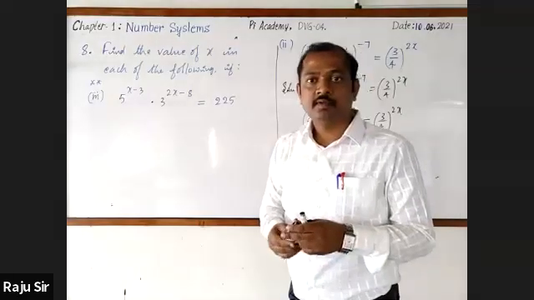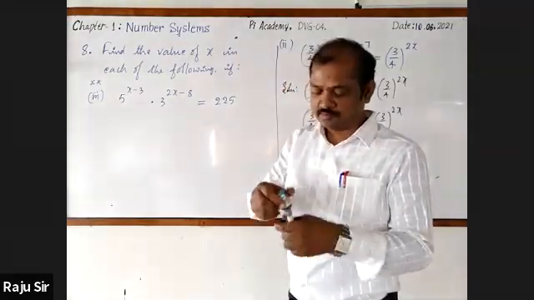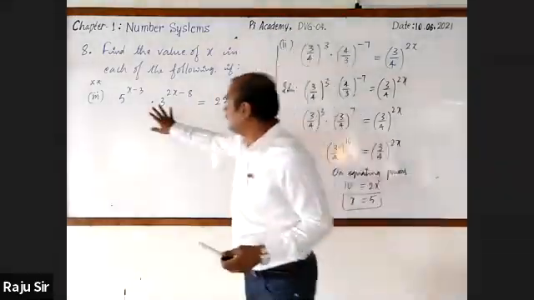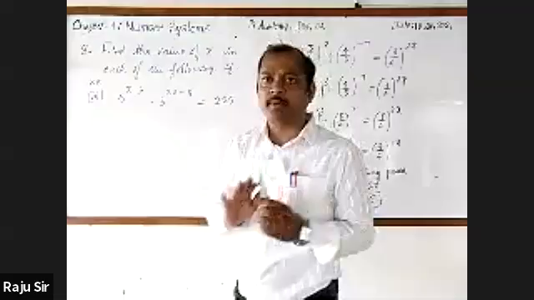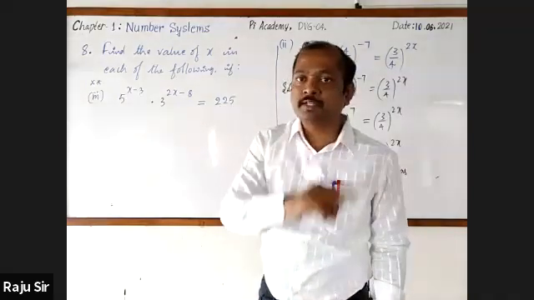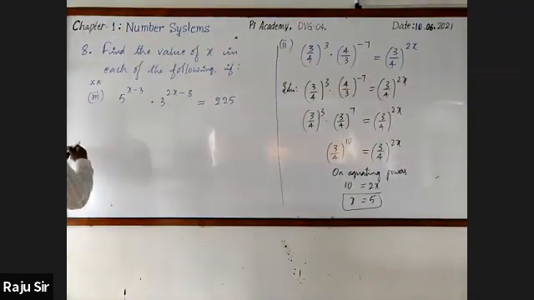Lavanya, could you tell us how it can be solved? Sir, 225 can be written as 15 squared, in exponential form. Very good. On the LHS, the bases are different and the powers are also different, so they can't be simplified. Whereas the RHS, 225, can be expressed in exponential form. Let us see that. 15 square.